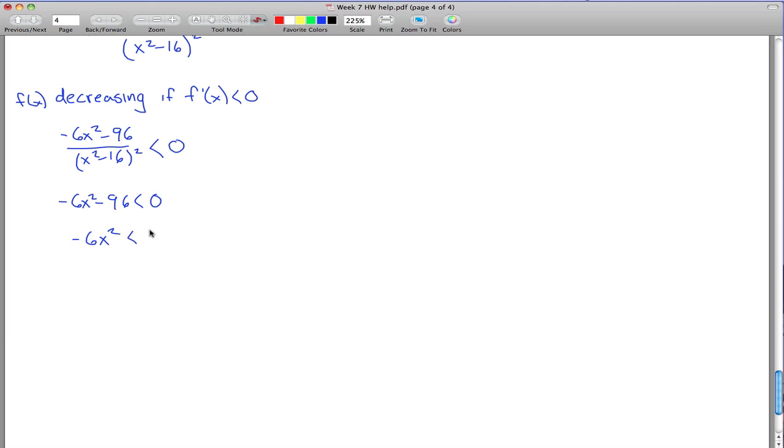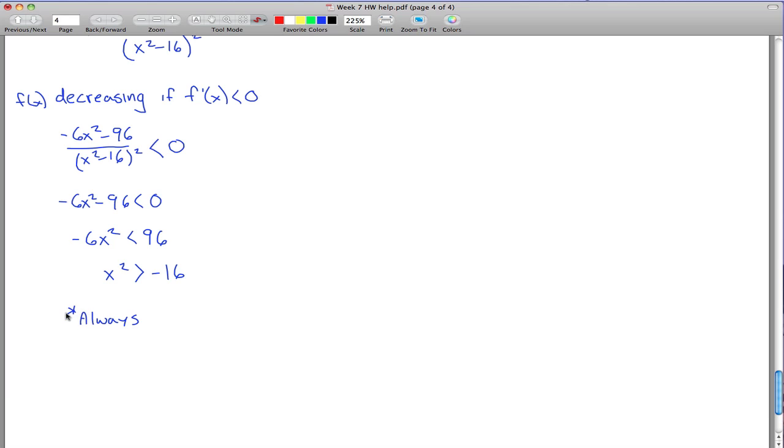Add 96 to both sides. Divide both sides by negative 6. Careful when you divide by a negative, you got to flip the sign around. 96 divided by negative 6 is negative 16. So it's decreasing if x squared is greater than negative 16. Anything squared is greater than negative 16, yeah. So this is always true.